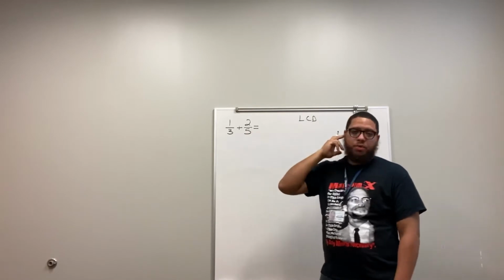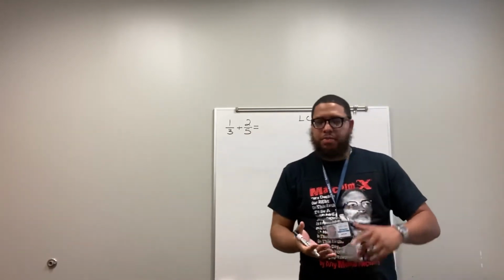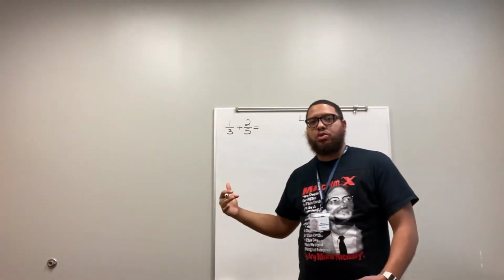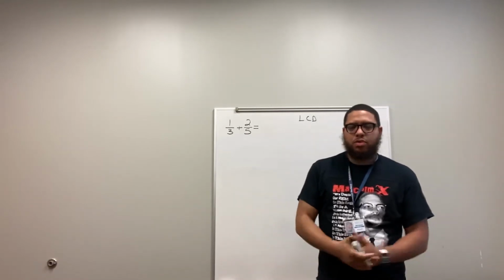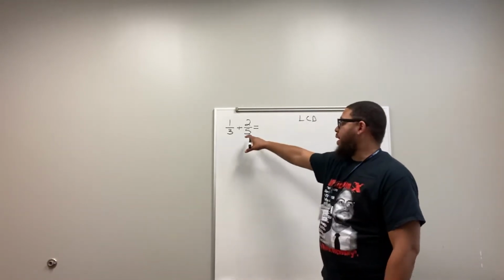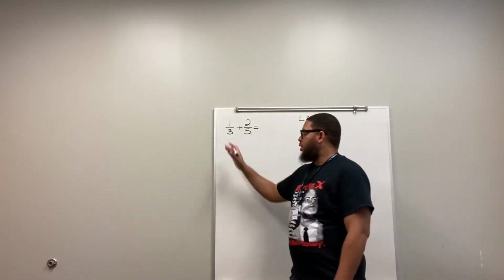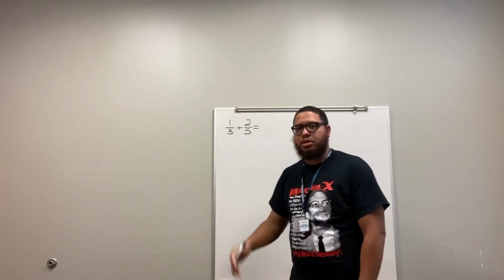Then we say, okay, well, what's 5 times 1? We're just going to multiply the bigger number by 1, by 2, by 3, by 4, until we get to a number that 3 also can multiply into. And that number is going to be in my LCD. What I mean is this. If I have 5, I do 5 times 1. 5 times 1 equals 5. 3 can't multiply into 5 evenly. So 5 is not the LCD.